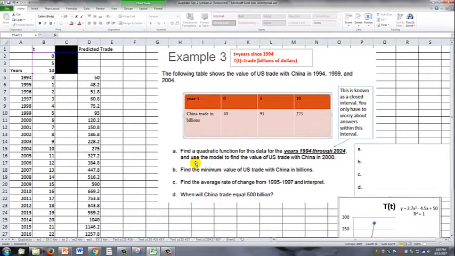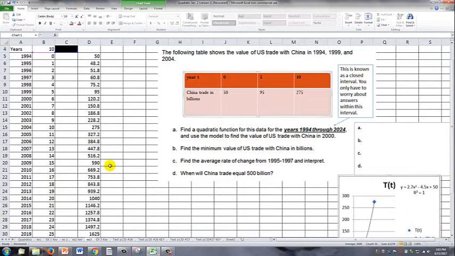A, use the model to find the value of U.S. trade with China in 2000. That would be the year. It would be the T value 6 years after 94, and so that answer is 120.2 billion.